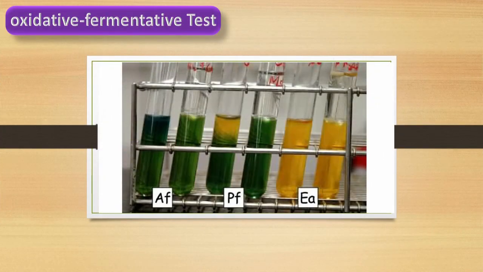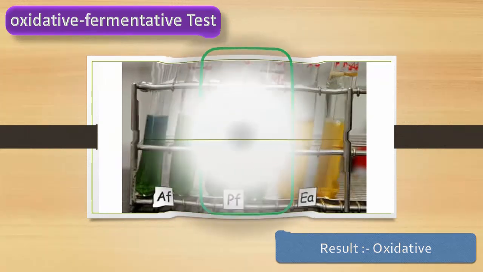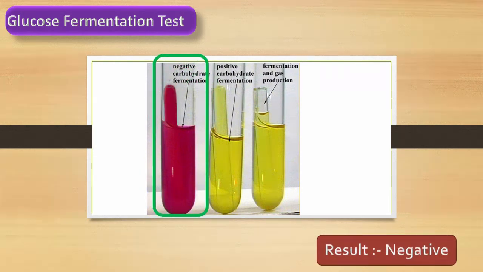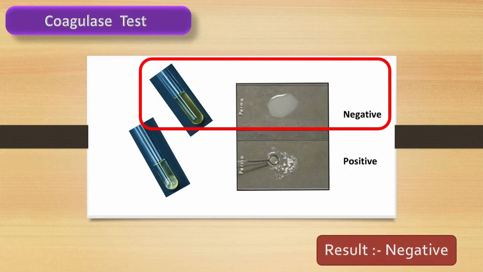Oxidative fermentative test. We can see yellow color production only in the open tube. So the bacteria show oxidative metabolism. Glucose fermentation test. Test result is negative. Coagulase test. Test result is negative.